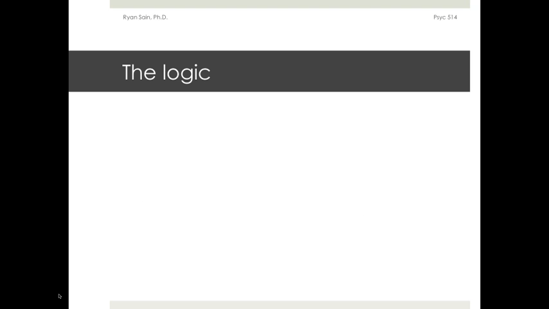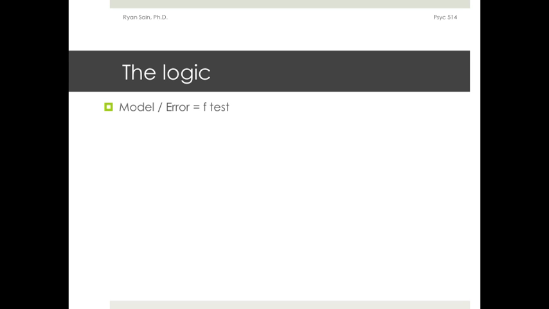Okay, so let's look at the logic of this thing. The logic is really straightforward. We're going to take the model and divide it by error, and that's going to equal our f-test. This is what we've seen repeatedly. This is the same thing we talked about in the past, where we look at that between groups variance divided by within groups variance.